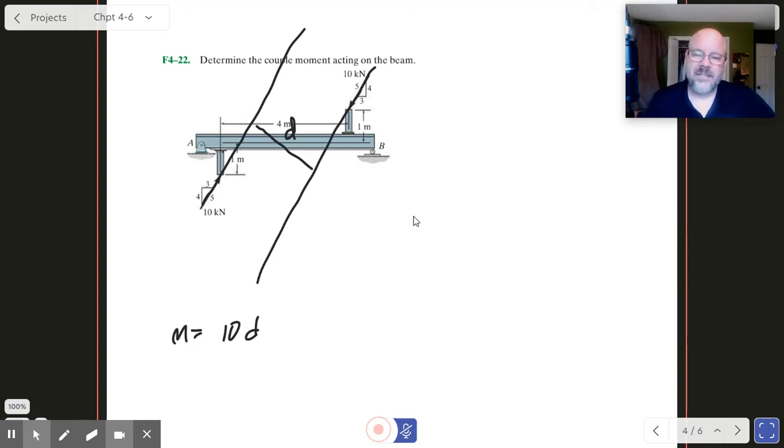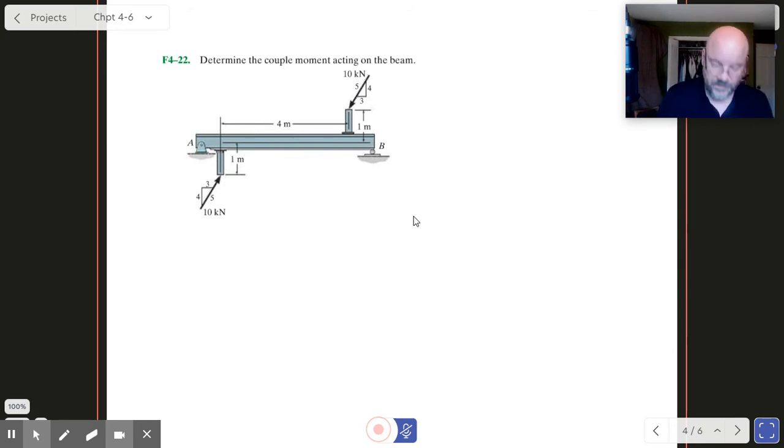Now, here's the deal. That wouldn't be a terrible problem to do, but we can do something a little bit easier. So let me get rid of all that stuff and show you an easier approach. Let's take the 10 kilonewton forces and split them into their components.